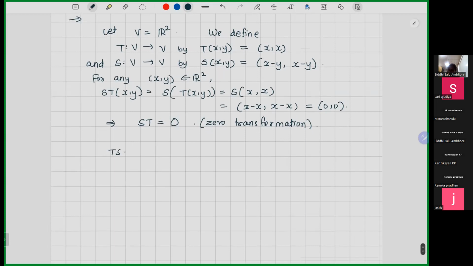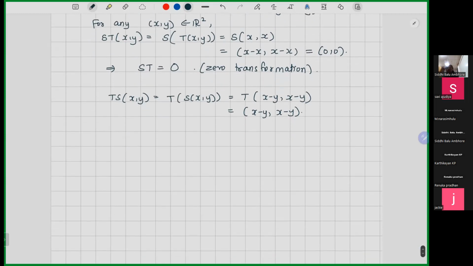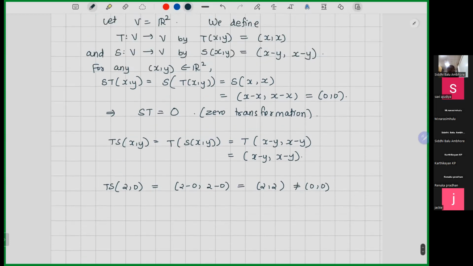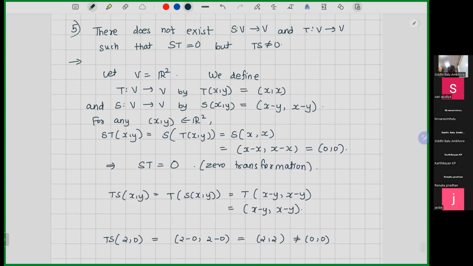But what is TS? TS of (x, y) is T of S of (x, y). And what is S of (x, y)? It is (x minus y, x minus y). And T of that is just the first coordinate repeating itself, which is x minus y here. And this is not a 0 transformation, because explicitly if I take TS of (2, 0), then it is T of S of (2, 0), which is T of (2 minus 0, 2 minus 0), and this is (2, 2). This is non-zero, so TS is a non-zero linear transformation. Any doubts? So this is the example where ST is 0 but TS is non-zero.